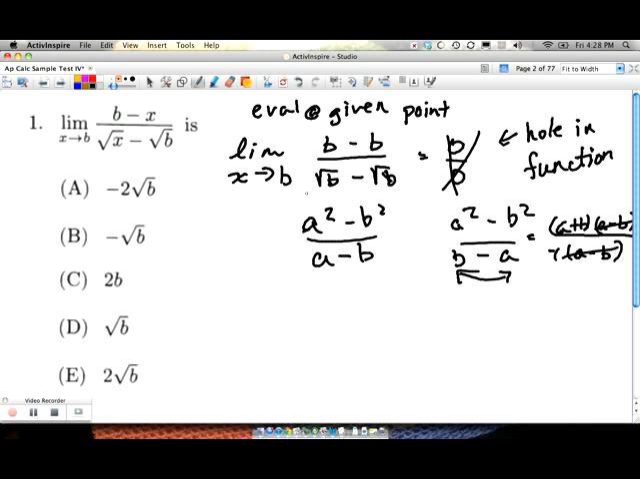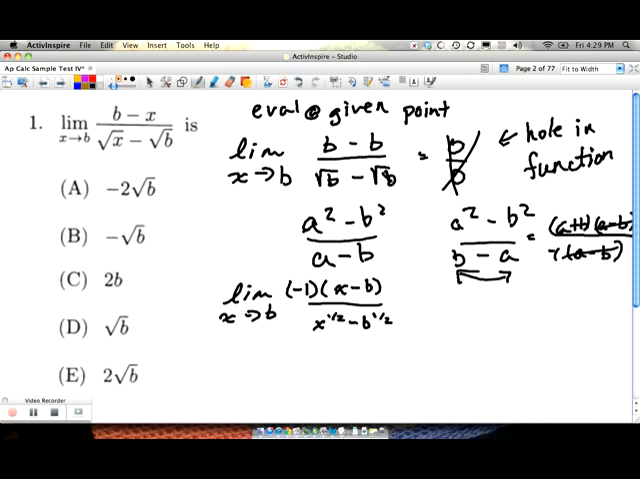Even if you don't see it, it is there. It is just a difference of squares. What you need to look for is, if this is a, then that would be a squared, or if this was a, that would be a squared. So let's rewrite what we have. We have the limit as x approaches b. We have b minus x, but I'm going to take out a negative, so I'll put a negative 1 here. And then it'll be x minus b.